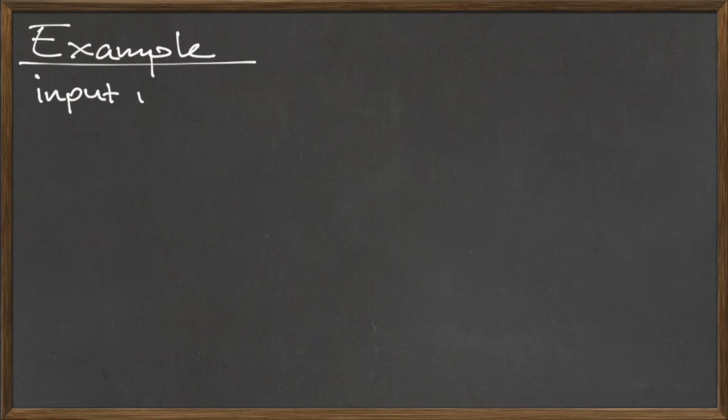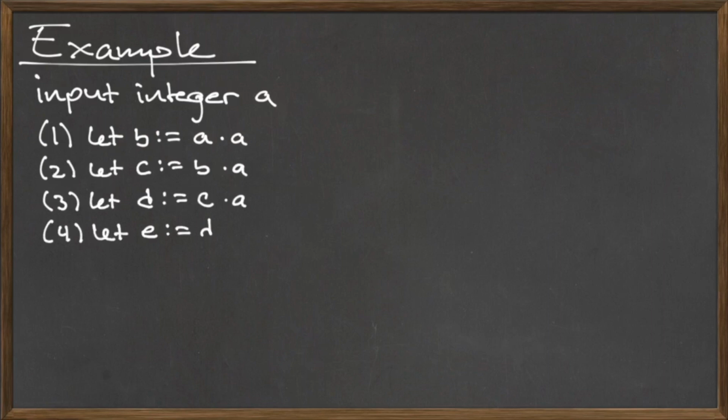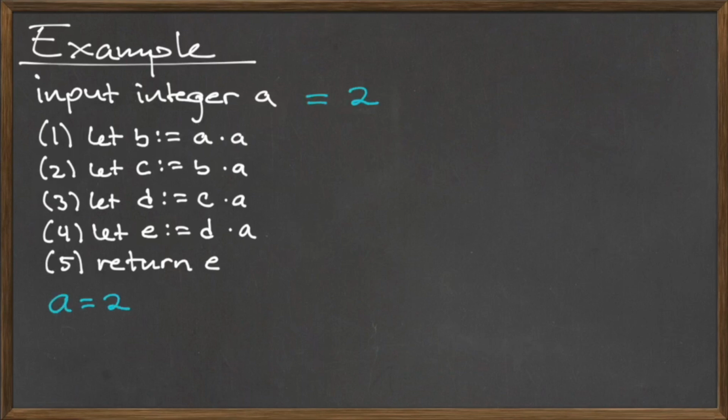Now let's try a slightly more involved example. Consider the following algorithm, which accepts as input an integer a. Let's run this algorithm with the input a equals 2. Using the let equal assignment, our first step is to create the variable b and assign it the value of a times a. Since the current value of a is 2, b will be assigned the value 2 times 2, which is 4. Our next step is to create the variable c and assign it the value of b times a. Since b is equal to 4 and a is equal to 2, then c will be assigned the value 4 times 2, which is 8.